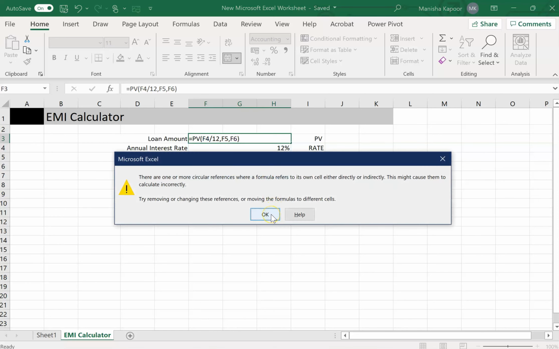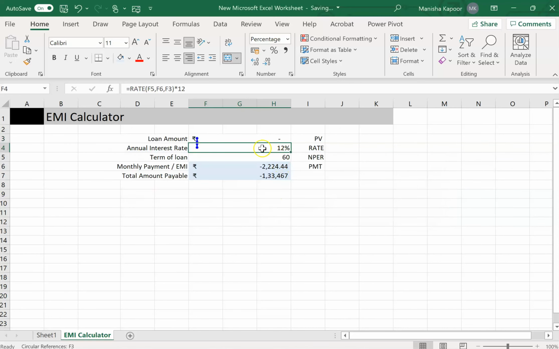Okay, so there's some problem. There are one or more circular references. Okay, so let me make this 12% static. And that gives me 1 lakh. So 1 lakh should be my budget.